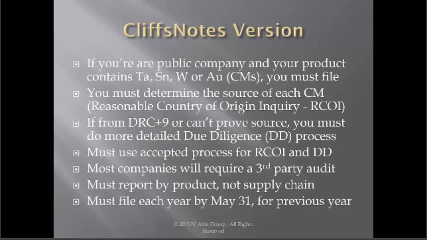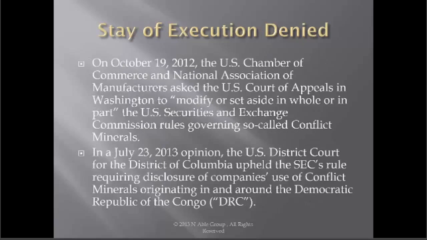If any of those are from the DRC plus 9, that's the DRC plus the 9 countries that directly touch the DRC, or you can't prove the source, you must do a much more detailed due diligence process. I'll talk about what that is, but it can get pretty excruciating. You must use a commonly accepted process for RCOI and DD. That's the OECD guidelines. Most companies will require a third-party audit, an independent third-party audit, and I'll talk about who those are. You must report by product, not supply chain, and you must file each year by May 31st for the previous year.